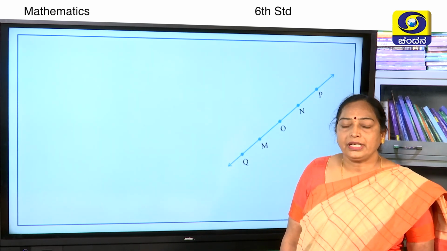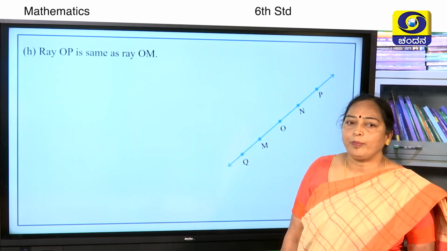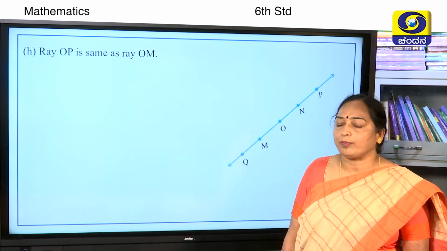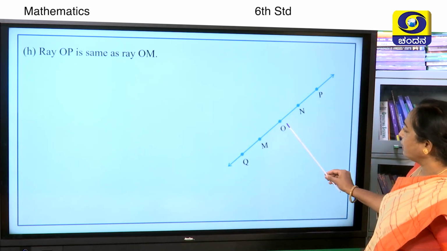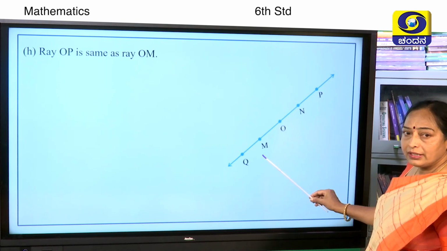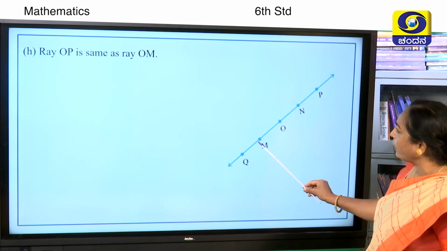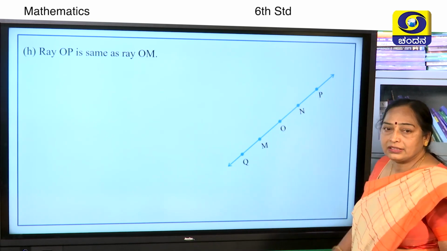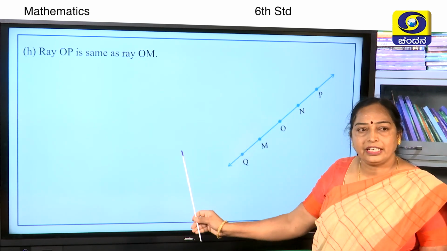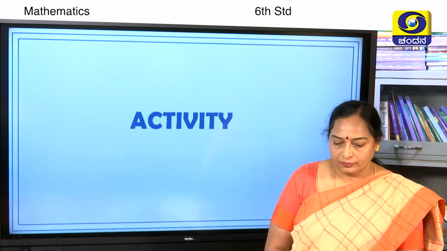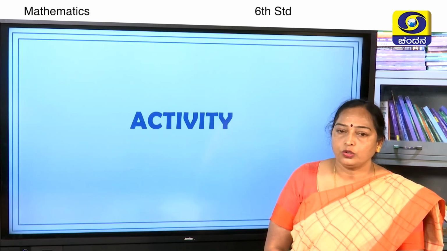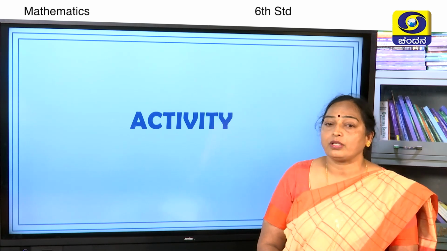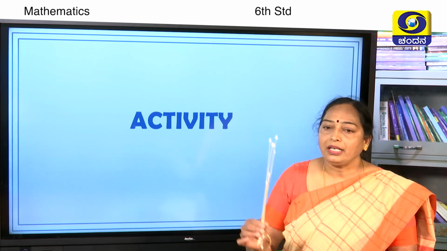Let us take one more statement. The ray OP is same as the ray OM. Look here, the ray OP is not the same as the ray OM because they are in different directions. Therefore, this statement is false. Children, let us confirm these geometrical concepts by doing an activity.